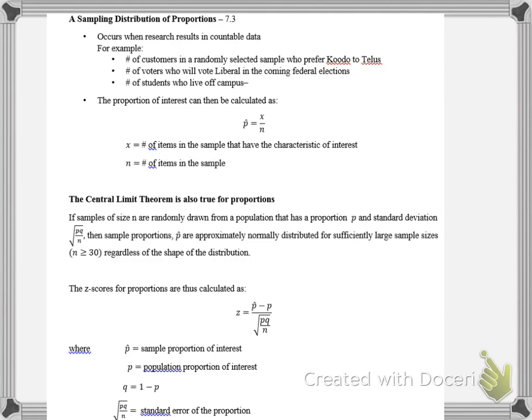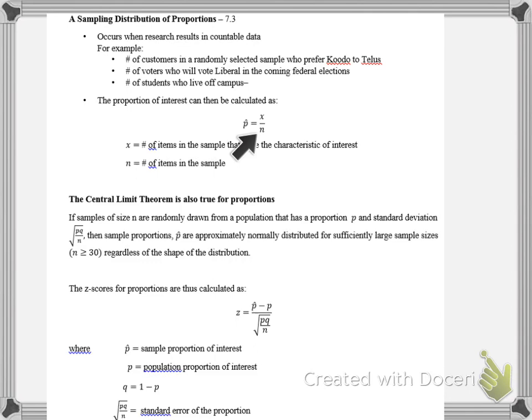And to calculate the sample proportion, the formula is as shown. It's p hat, which is equal to x divided by n. X is the number of items in the sample that satisfies the condition we want, and n is the sample size that we're looking at.